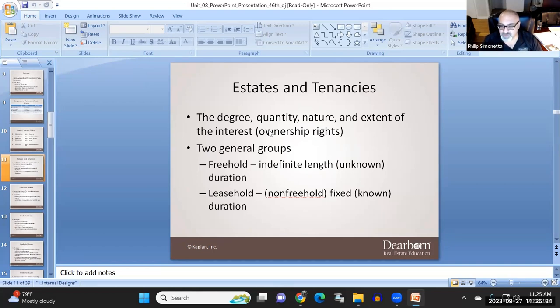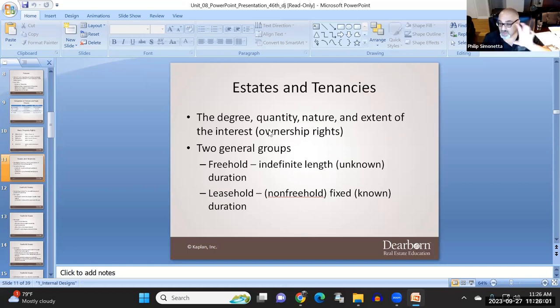A leasehold estate is also called a non-freehold, and that's for a fixed, known duration. Okay, now a leasehold estate, you own that period. So for example, you're renting an apartment for a year. You have a leasehold estate on that. So for that year, you have access to it. You don't own it. You own that year of it. So it's a leasehold. There's a known duration. You take it this day, you move out that day.